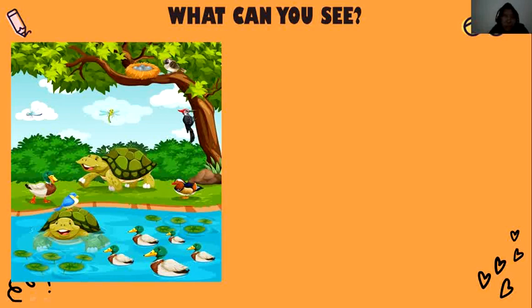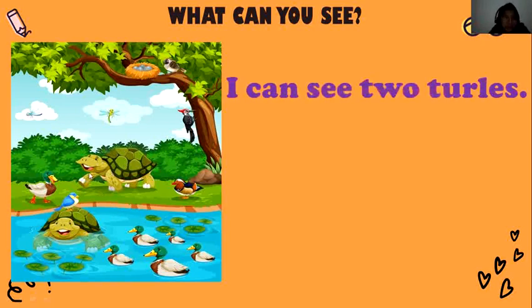Okay, now, wow, there are many animals here. The first one, what can you see? I want to ask you, how many turtles are there? Yep, that's right. I can see two turtles. Don't forget, if the animals are more than one, kalau lebih dari satu, pakai S di akhir katanya. I can see two turtles.